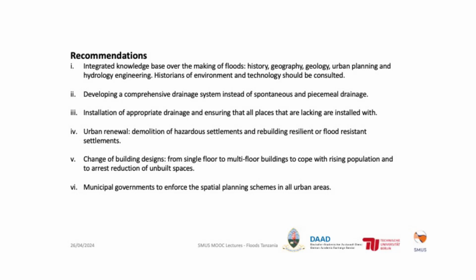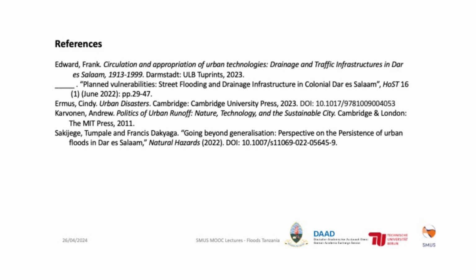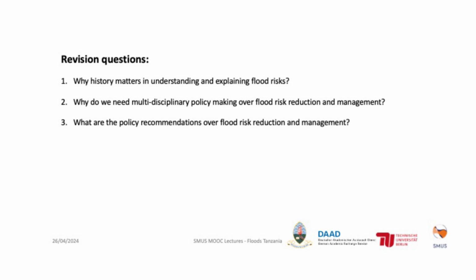And the last one is that municipal governments should enforce spatial planning and schemes in all urban areas. And here in the end, I offer you the references that I've used, and I leave you with the questions, perhaps for revision. I ask why, for example, history matters in understanding and explaining flood risk. And then the other question is, why do we need multidisciplinary policy making over flood risk reduction and management? And the last one is, what are the policy recommendations over flood risk reduction and management?